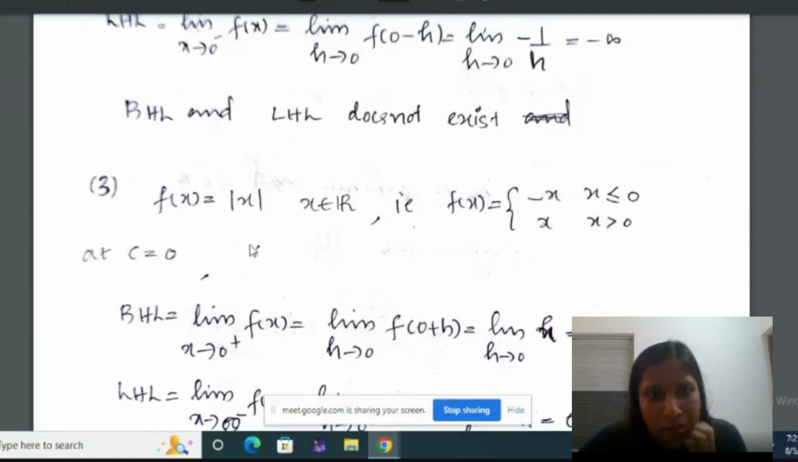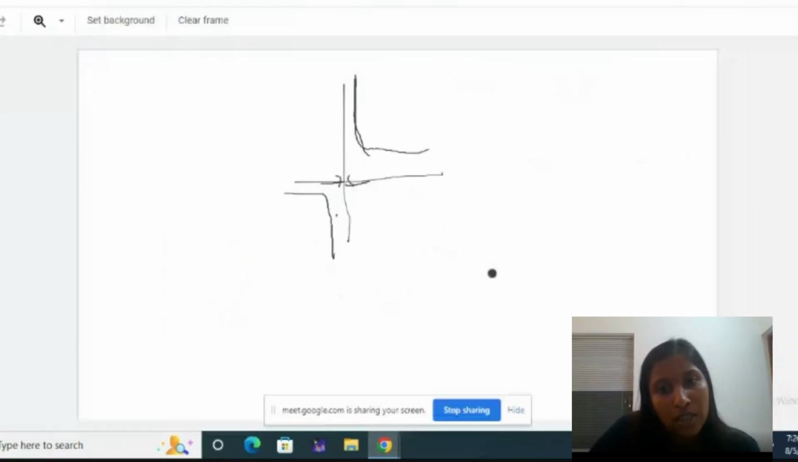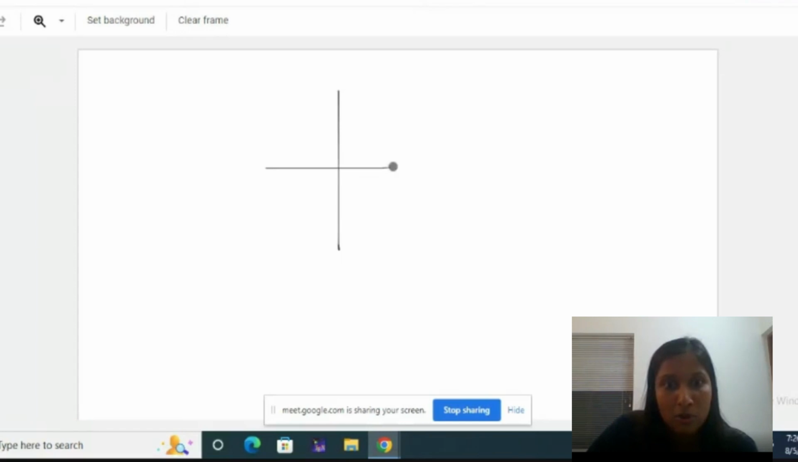Okay, the next demonstration is f of x equal to mod x for x belongs to R. If this function is given to us, we have to find the limit at 0. Firstly we will split this function. Mod x means if x is negative we give minus x as the definition, if x is positive it will be x itself. So we can just find RHL and LHL. It is very easy to verify. And also, if we can draw the function graph, it will be much easier.